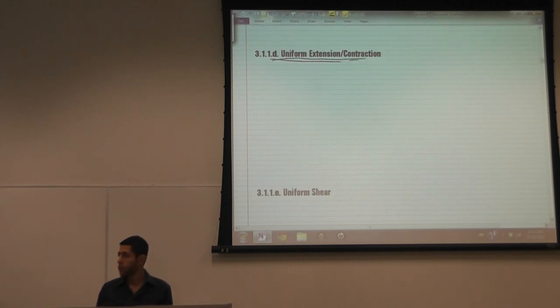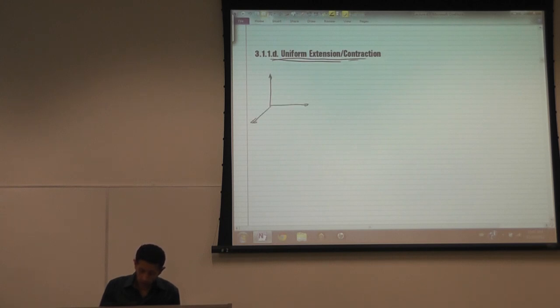The material points have maintained the same distances between each other. If I start moving the objects with respect to each other, I will get strains. The simplest example is when I uniformly extend the object. So this is the object before extension, and then after extension, it has uniformly increased or decreased in length in the three directions.